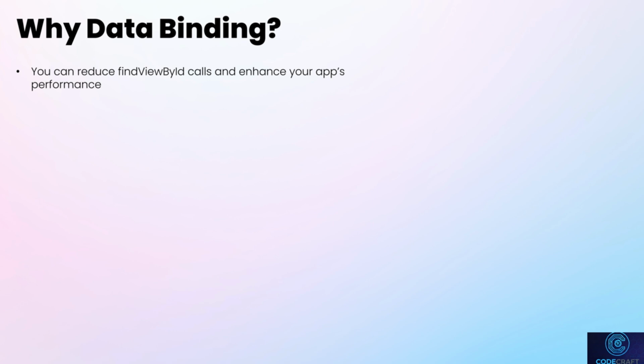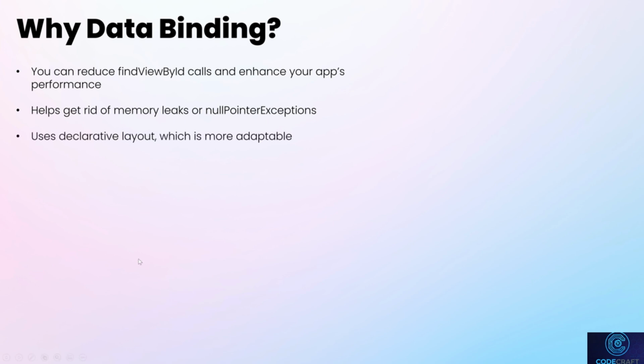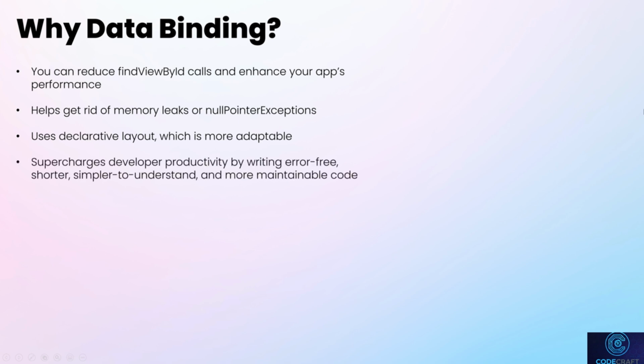Why do we use data binding in our application? You can reduce findViewById calls and enhance your app's performance, and it helps get rid of memory leaks and null pointer exceptions. It uses a declarative layout which is more adaptable, and supercharges developer productivity by letting you write error-free, shorter, simpler to understand and more maintainable code. Data and views are separated from each other.